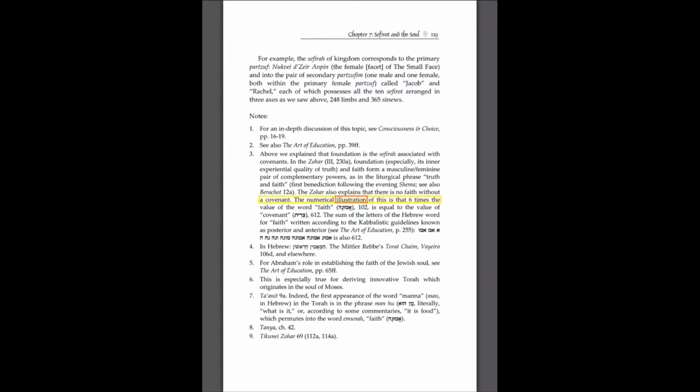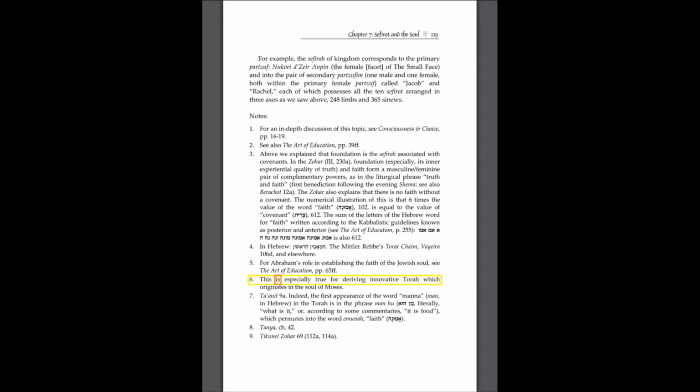The numerical illustration of this is that 6 times the value of the word faith, 102, is equal to the value of covenant, 612. The sum of the letters of the Hebrew word for faith written according to the Kabbalistic guidelines known as posterior and anterior, see The Art of Education, page 255, is also 612. 4. In Hebrew, the Mitteler Rebbe, Torat Chaim, Vayera 106d, and elsewhere. 5. For Abraham's role in establishing the faith of the Jewish soul, see The Art of Education, pages 65 ff.